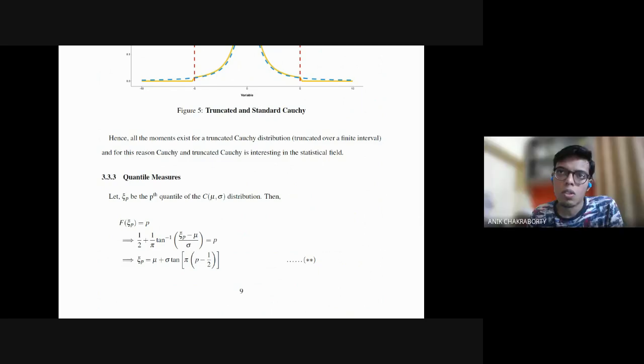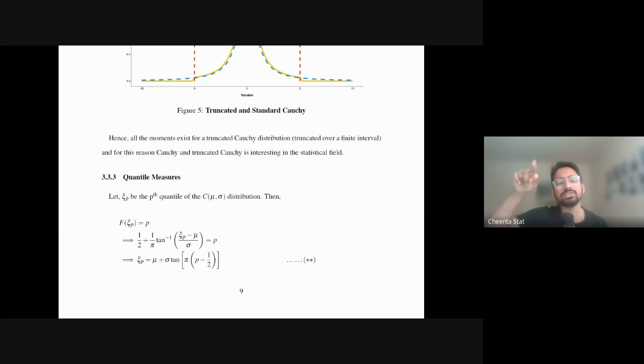ERF is some integration from 0 to x of e to the power minus t square. Here, for Cauchy, it's tan. So one exercise for you is to understand whether tan x or ERF x is larger. Since Cauchy is a heavy tail distribution, the probability of 75% will be achieved a bit later than for the normal. That's my guess.